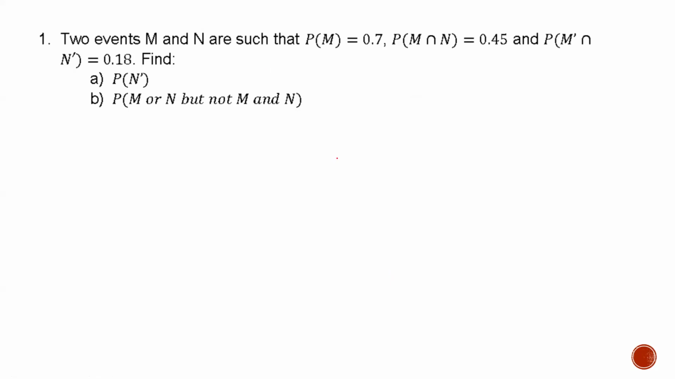Two events, M and N, are such that the probability of M happening is 0.7. The probability of M and N happening is 0.45. Probability of M complement intersection N complement is 0.18. And I've been asked to find probability N complement. Okay. And the probability of M or N, but not M and N.